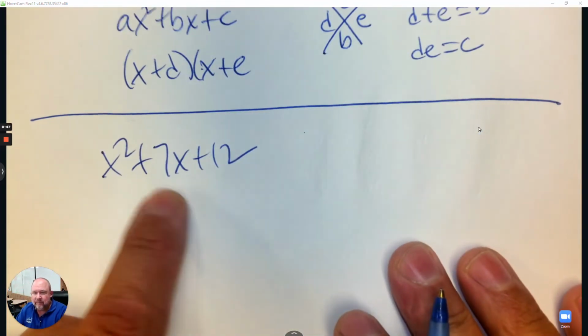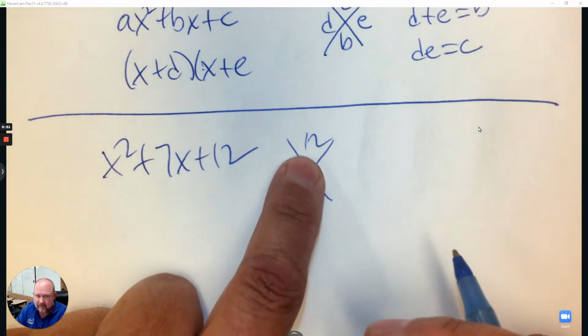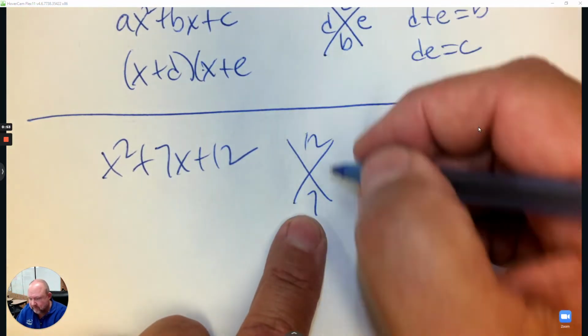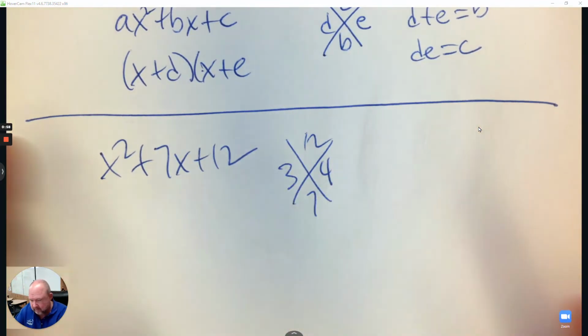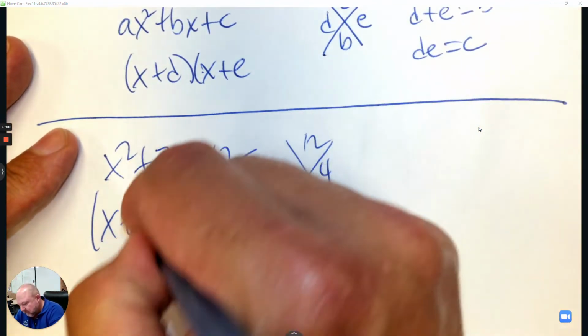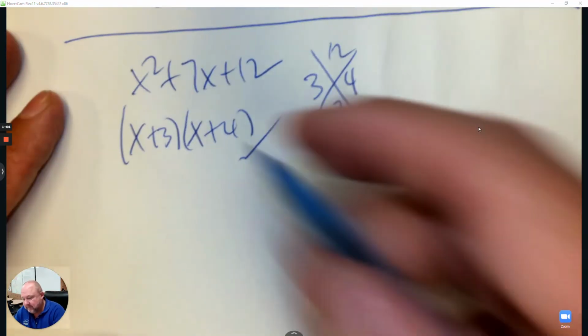So x squared plus 7x plus 12. Two numbers that multiply to 12 and the same two numbers add to 7. I have to know my times tables. Those two numbers are 3 and 4. So then I go x plus 3, then x plus 4, and I did it. Let's try another one.